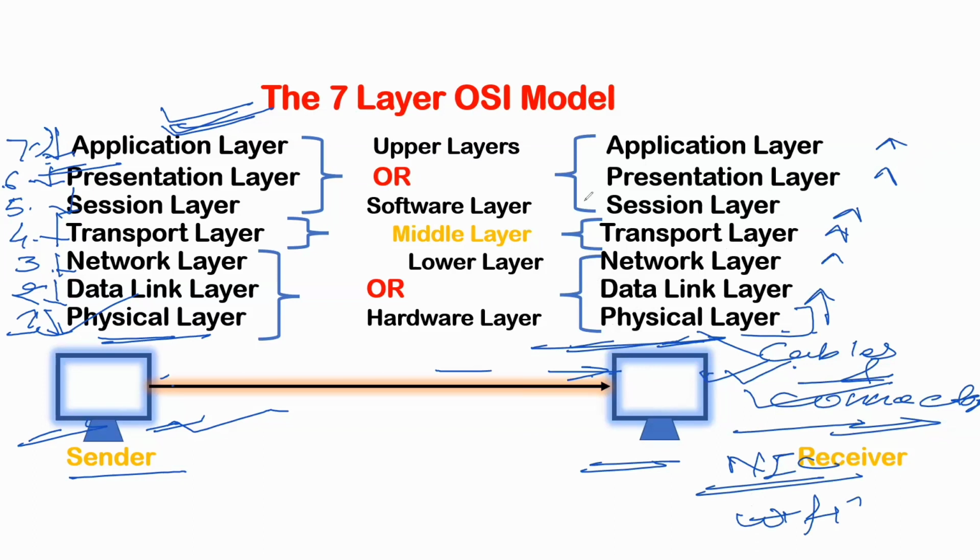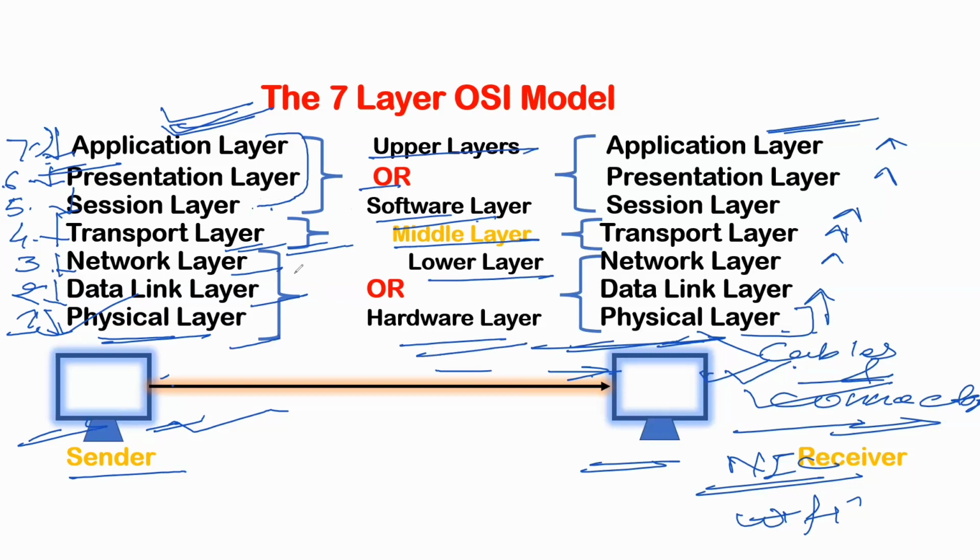We will also talk about the responsibilities of these layers. First of all, when we talk about these seven layers, these three layers, application layer, presentation layer, and session layer, are also called the upper layers or software layers. The transport layer is also known as the middle layer. The network layer, data link layer, and physical layer are also known as the lower layers or hardware layers.